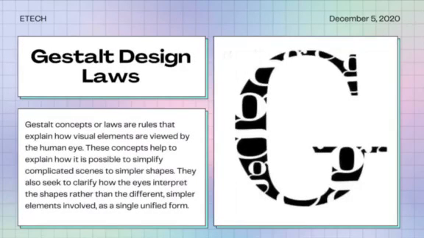These definitions help to clarify how complex things can be condensed into simple shapes. They often attempt to understand how the eyes, as a single unified form, view the shapes rather than the numerous simpler elements involved. And there are 6 laws under this principle. And the first law is the law of proximity.